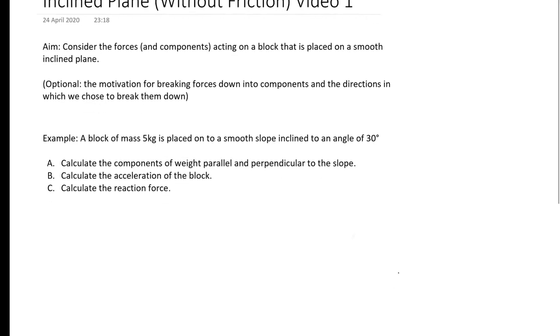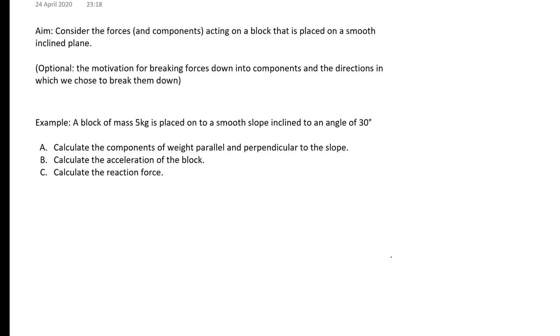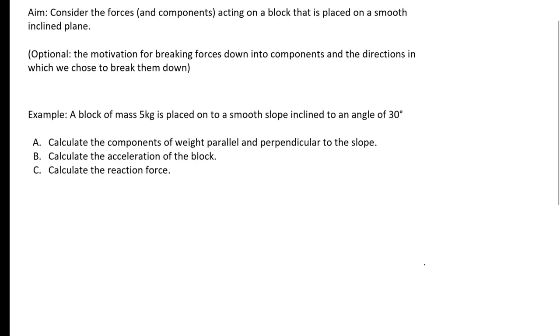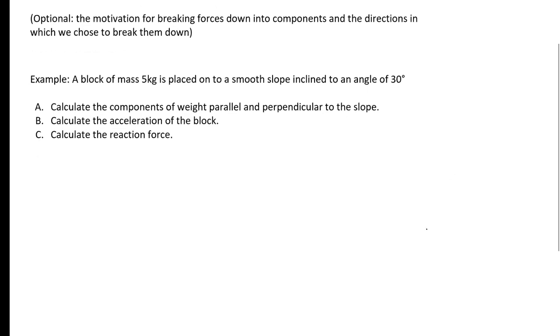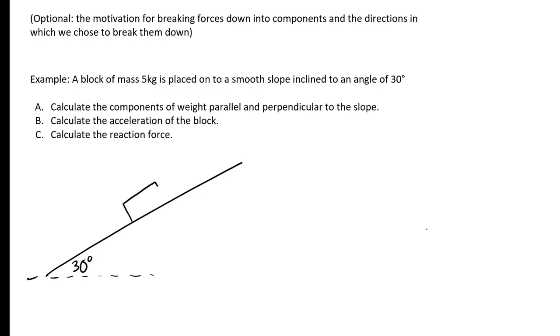So we'll start with the example question. A block of mass 5 kilograms is placed onto a smooth slope inclined to an angle of 30 degrees. Before even doing the question, looking at parts A, B and C, we need to draw this out to make sense of it. So it's inclined to 30 degrees, and then we've got a block sitting on here. It's got a mass of 5 kilograms.